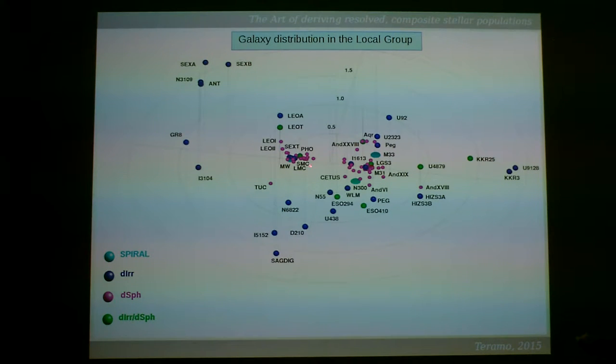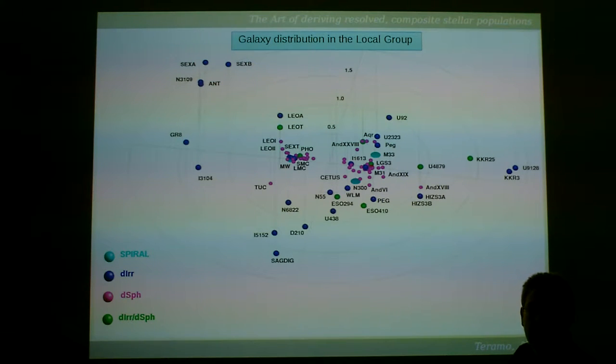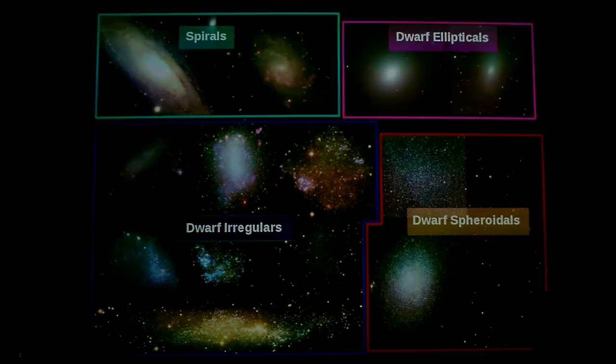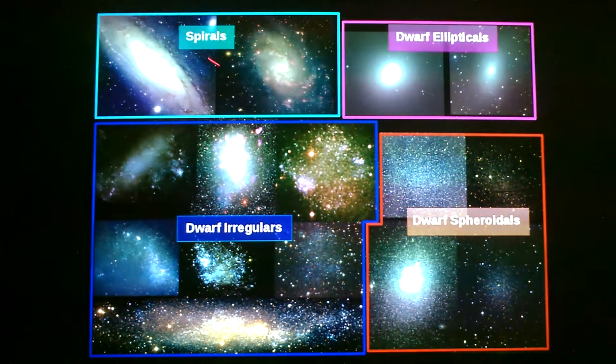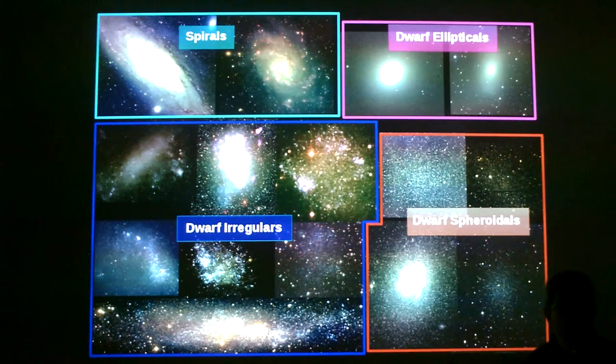This is our representation of the Local Group. This plane contains the three spiral galaxies of the Local Group: the Milky Way, M33 and M31 here. The color code denotes the different morphological types of galaxies, and the center is the barycenter of the Local Group. As we see, we have a very interesting number of different morphological types, so we can use them to obtain star formation histories for a large number of morphological types and galaxies in the Local Group. The Local Group contains spiral, dwarf elliptical, irregular, and spheroidal galaxies. As you see, most of them are dwarfs.